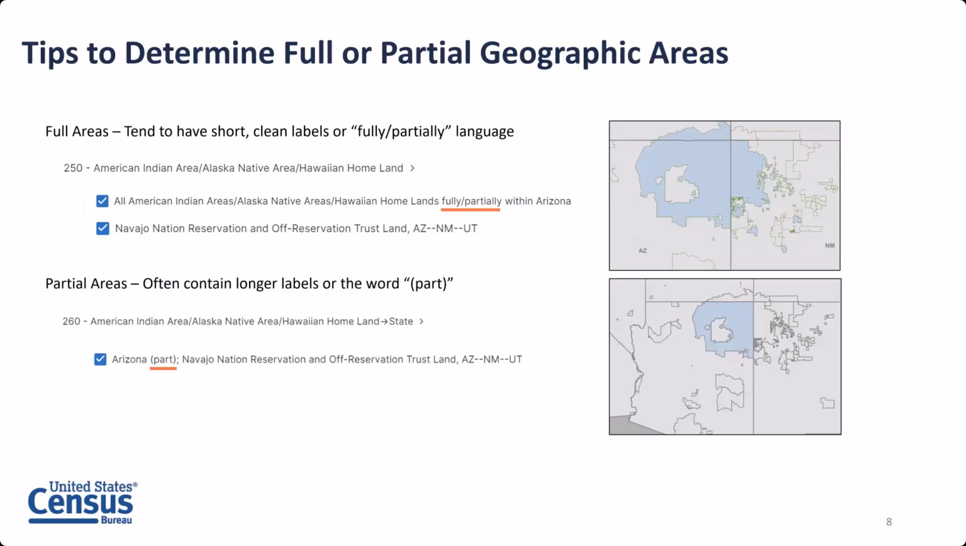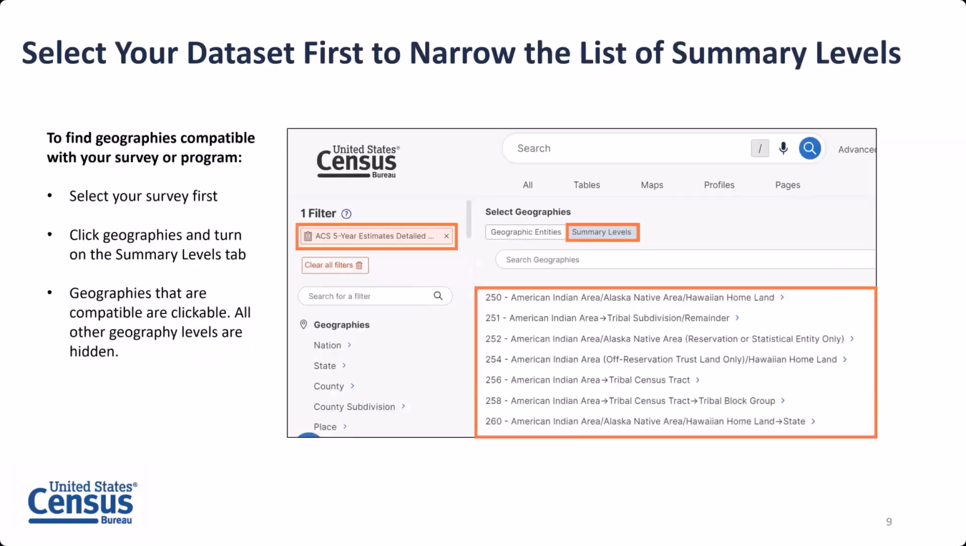Partial areas tend to contain the phrase part in the label on data.census.gov. They also have longer labels. So notice rather than just saying American Indian area, Alaska Native area, Hawaiian homeland, it has the phrase state at the end. That indicates that it's giving me the state part. The label for the filter also has the phrase Arizona part. And again, it's always helpful to visually make sense of these areas by referencing on a map, and we're going to show that in the webinar later on.